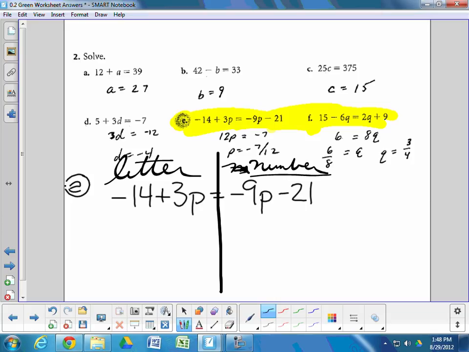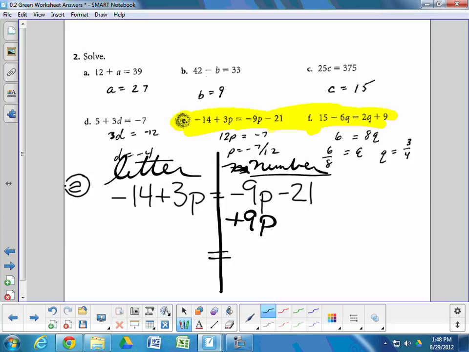And you get letters and numbers to move by doing the opposite of what they are. For example, that 9P is negative. Let's add it to get rid of it. All right? The 9P is negative, so I'm going to add 9P to both sides to make it move. By adding 9P to the right, there's no more P on the right. Okay, so here we go.